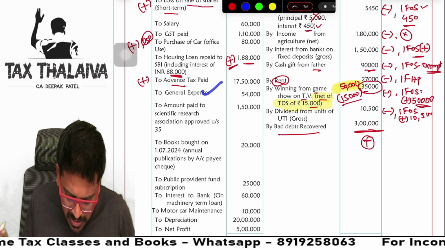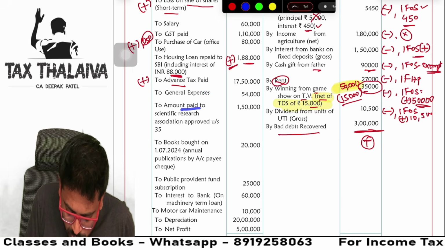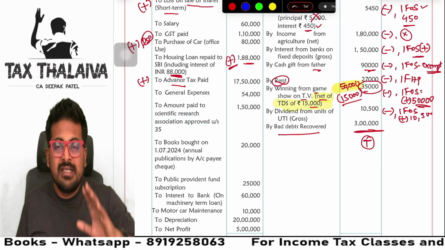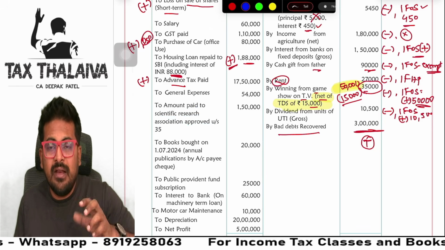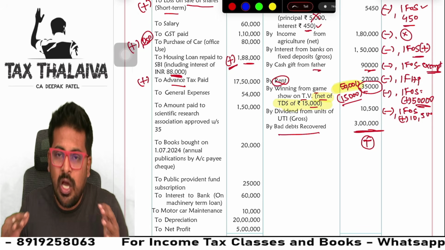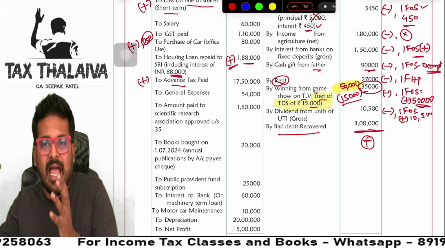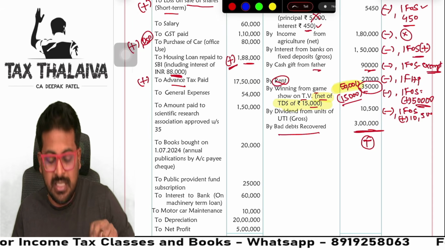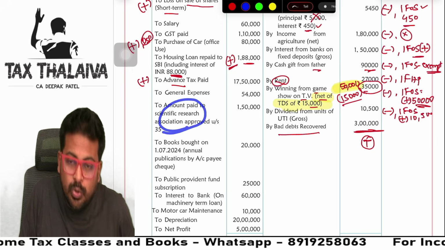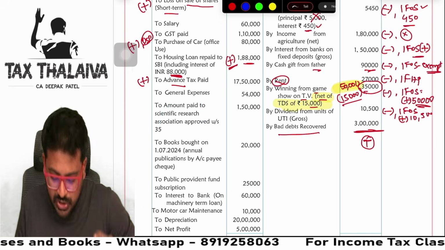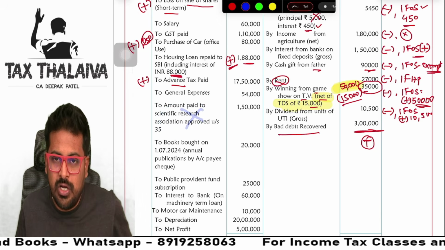General expenses, no problem. Amount paid to Scientific Research Association under section 35. Guys, Scientific Research Association, if you do in-house, it is allowed in full. If you do in-house, it is allowed in full under both the tax regimes, optional tax regime or default tax regime. But if you pay to other associations, it is allowed only under optional tax regime. Under default tax regime, you cannot allow.